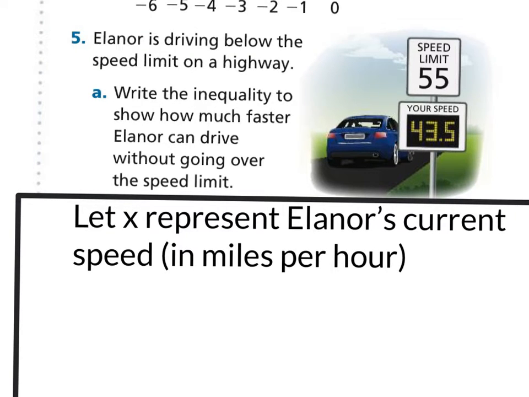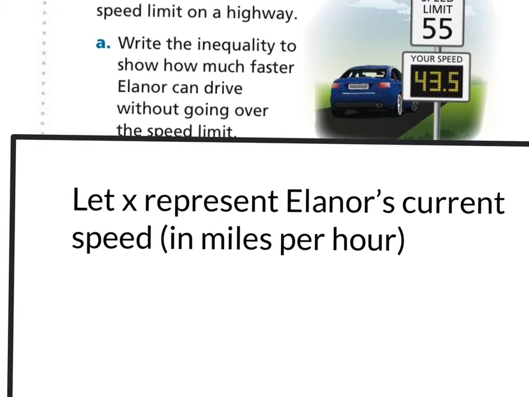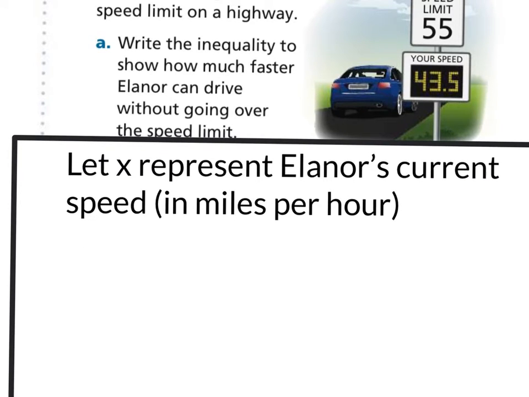So starting out, we could define a variable here. Let x represent Eleanor's current speed in miles per hour. If you want to use s, you can. Just make it like a cursive s so it doesn't look like a 5.